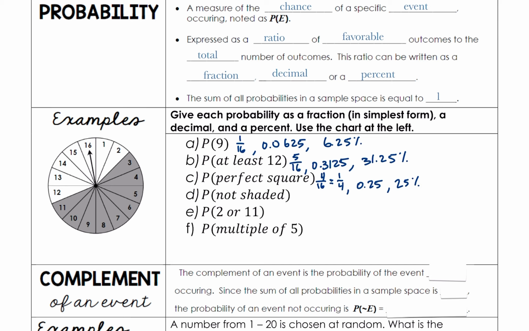Now, what is the probability of spinning a not shaded color? Well, we've got all of these white ones are not shaded. So 1, 2, 3, 4, 5, 6, 7. Got 7 out of our 16 numbers. Or written as a decimal, it's 0.4375. Or as a percentage, we've got 43.75%.